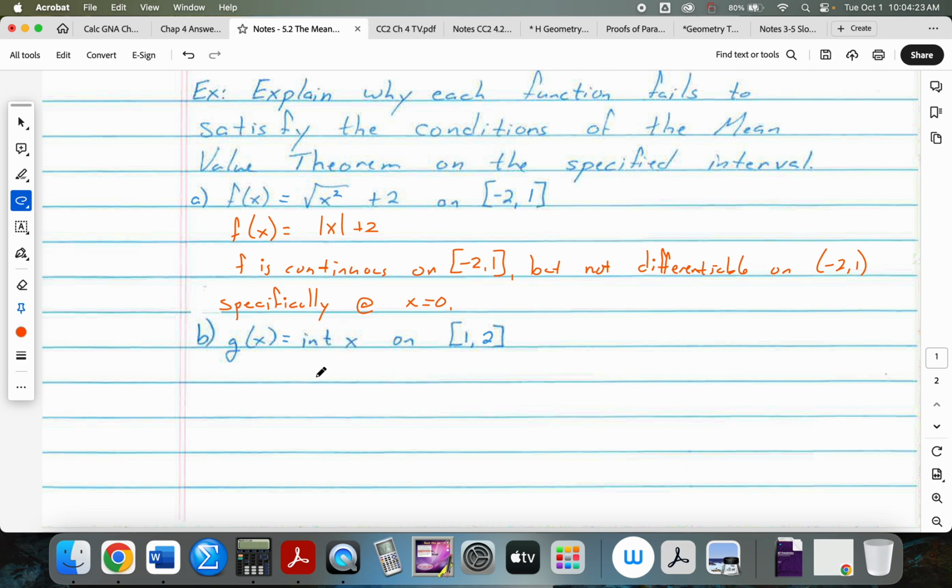This next one, this is the greatest integer function. Some books write it like this. You'll see it both ways depending on the textbook author. So the problem that we have with this one is that g is not continuous.